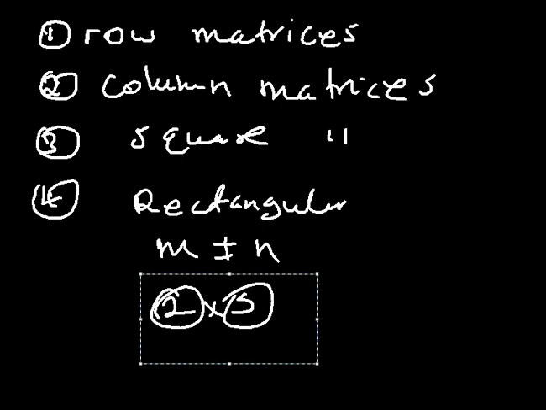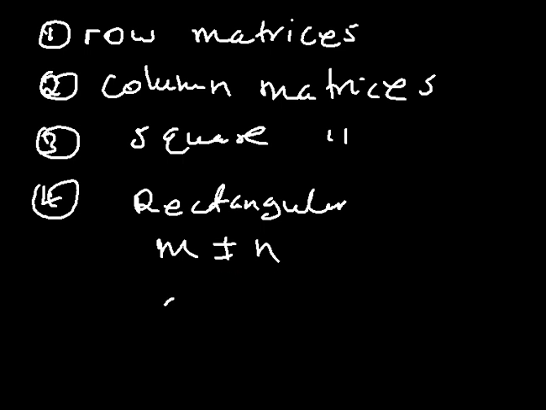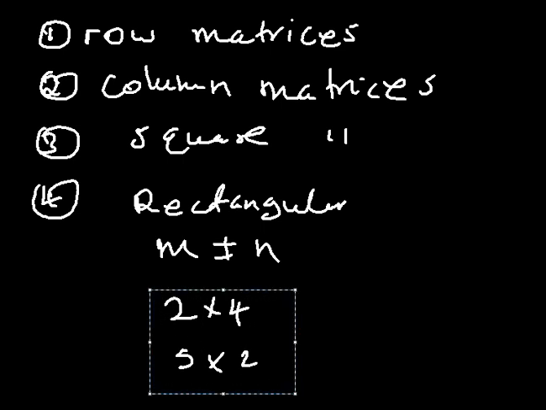We can have, let's say, 2 by 4 matrices, or 1 by something, or let's say 5 by 2 matrices. That is a typical example of the rectangular matrices, and provided the number of columns and rows are different, that's when we have the rectangular matrices.